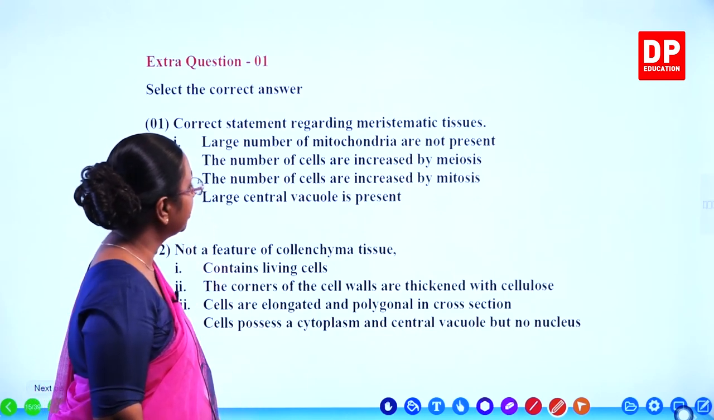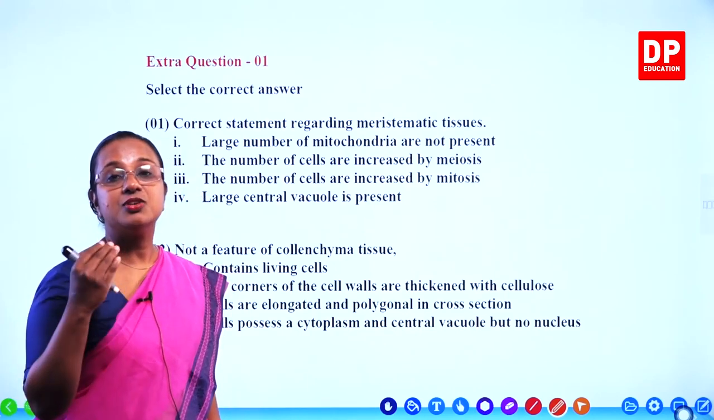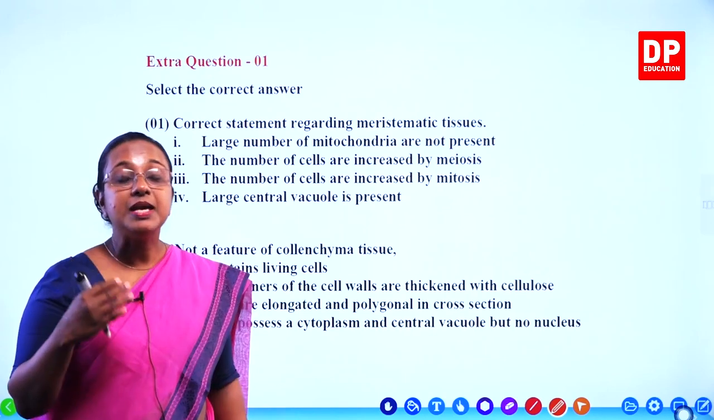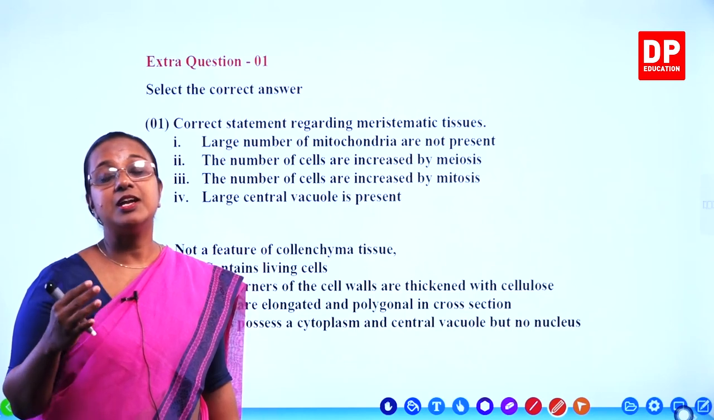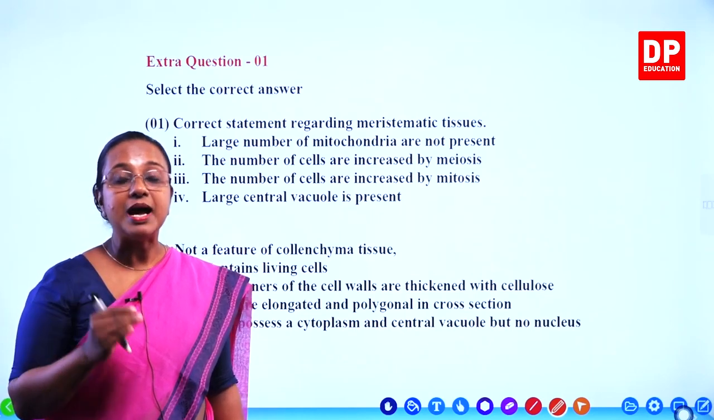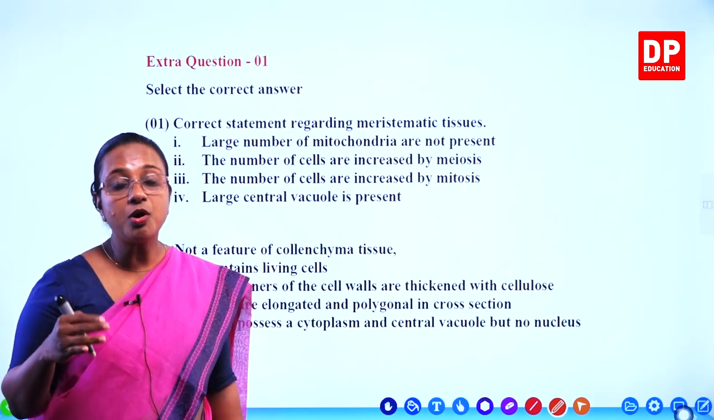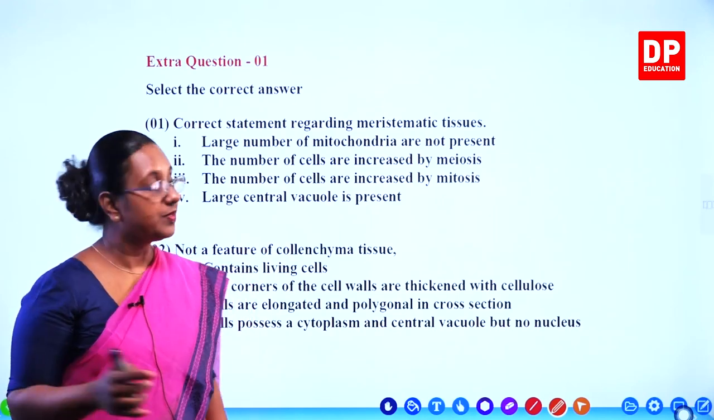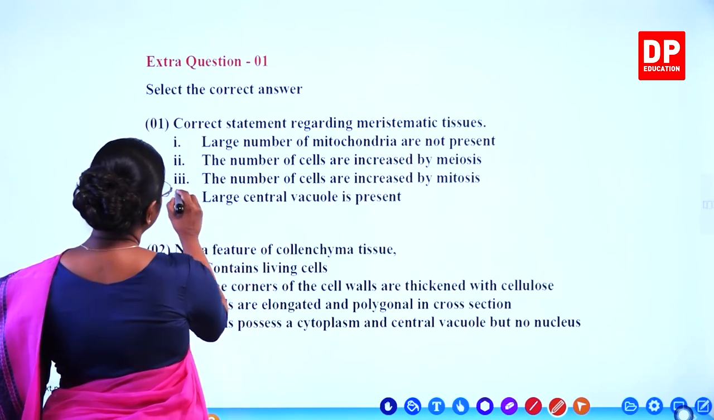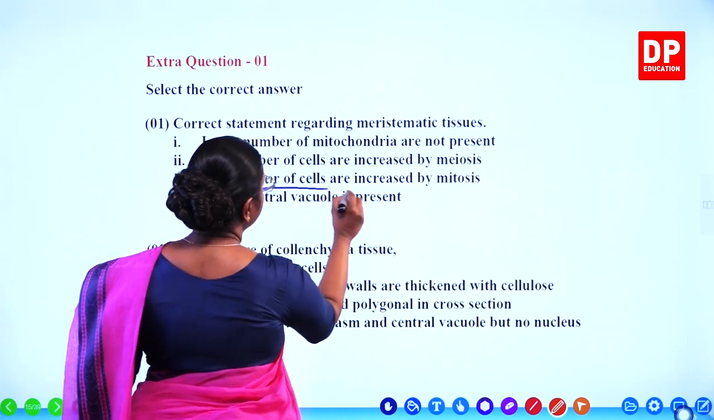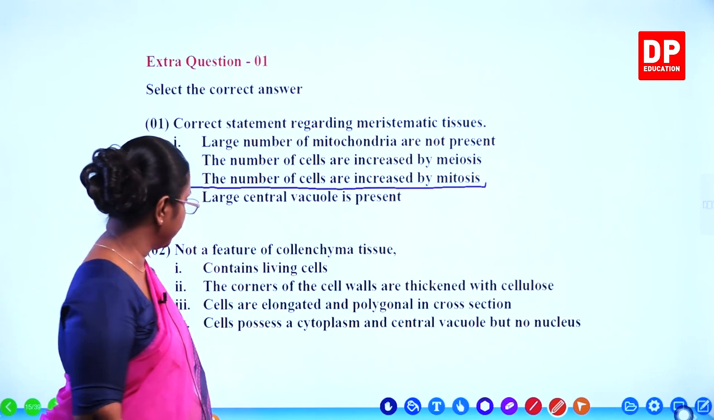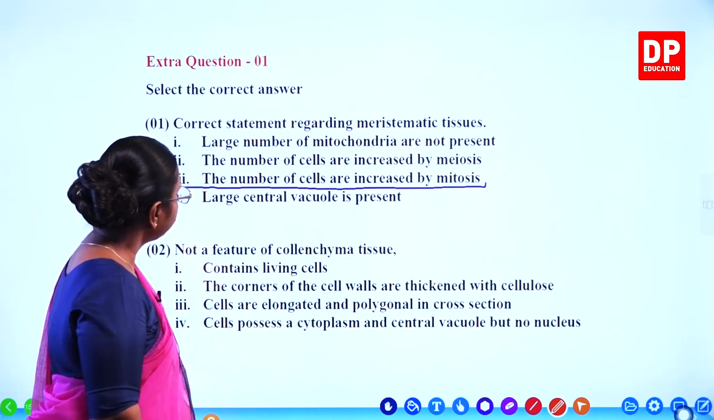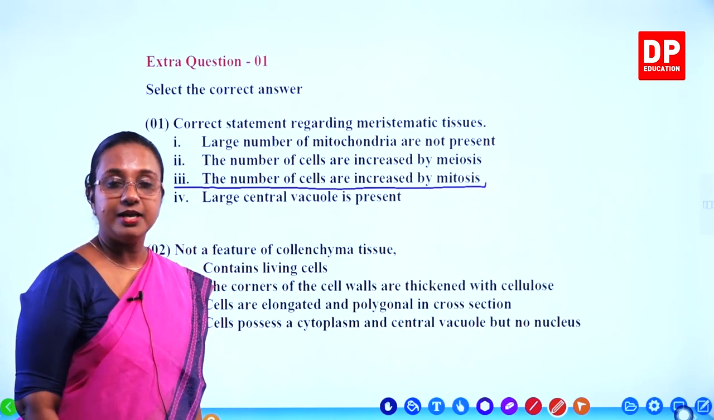Large central vacuole is present. That is also incorrect. Because the cells divide all the time, they don't have a large central vacuole, but there can be small vacuoles present. So the correct answer is the third one. The number of cells are increased by mitosis. Not a feature of collenchyma tissue.